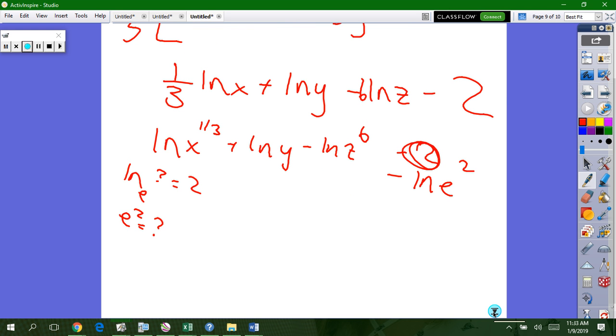No, I didn't. Okay, so notice, guys, anything with a positive, where do they go? Top. Anything with the negatives, where do they go? Bottom. So, ln of x to the 1/3 y over z to the 6th e squared.